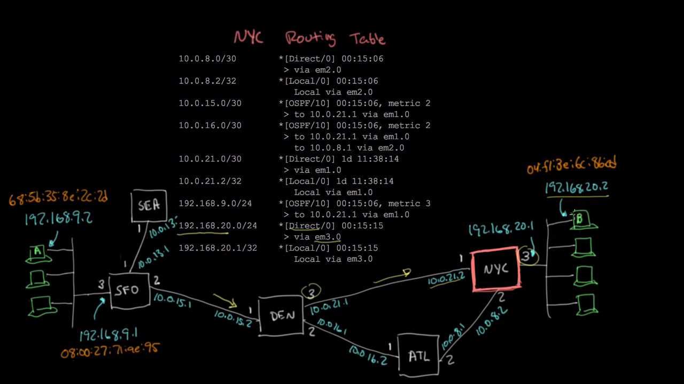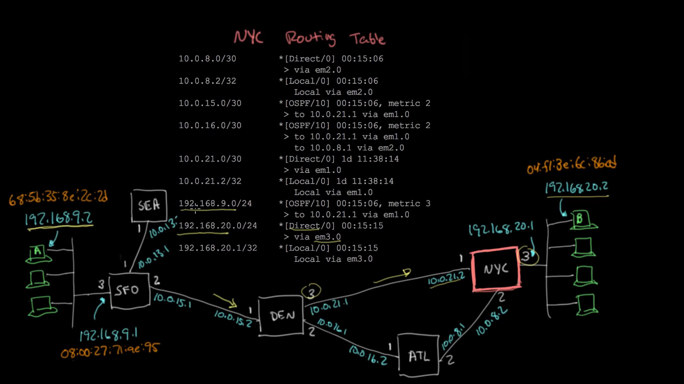Once computer B gets that packet, if it wants to respond, then it's going to send its response back to 192.168.9.2 over here. And so we can actually do the same thing in reverse. So B is going to be configured with 192.168.20.1 as its default gateway, and so we'll ARP for that, although it will probably already know the MAC address because it's already received traffic from here. But if it doesn't, it'll ARP for that, and then it'll send its frame to New York with a destination of 9.2. And then if we look in New York's routing table, it has a route for 192.168.9/24, which matches the 192.168.9.2.